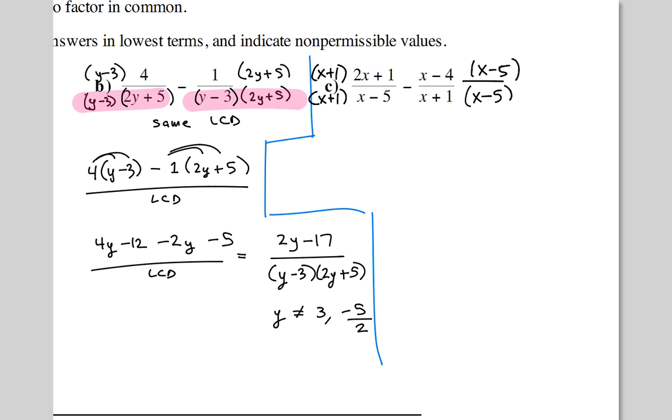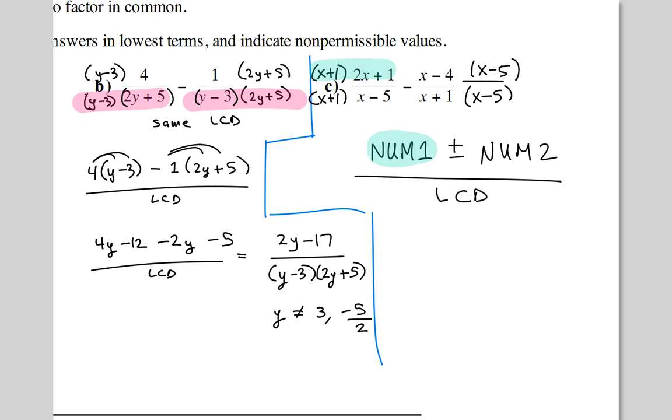Okay, now, what I want you to realize is that basically what you have is numerator 1, plus or minus whatever it is, numerator 2, all over the LCD. That's basically what's happening here. So where's numerator 1? And what is numerator 1? It's all this, right? And what's numerator 2? It's all this. And then what are we going to put it all over? All this. But you only do it once, right? The LCD is just once.